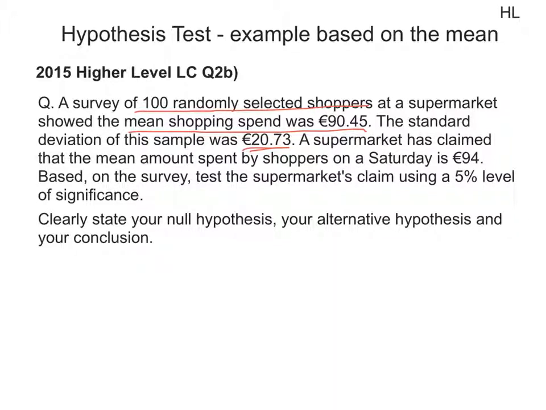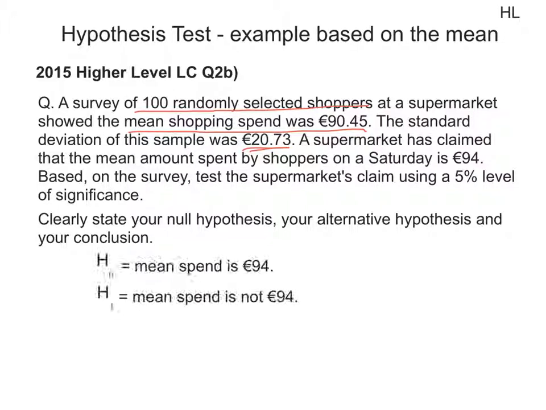Our first step is to state the null hypothesis and the alternative hypothesis. Our null hypothesis is a claim or statement about the population parameter, and it is assumed to be true until it is declared false. In this case, the supermarket has claimed that the mean amount spent by shoppers on a Saturday is €94. So our claim is our null hypothesis. The mean spend is €94. The alternative hypothesis is then the mean spend is not €94.